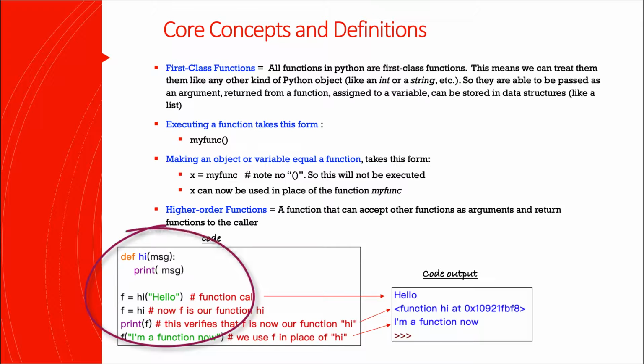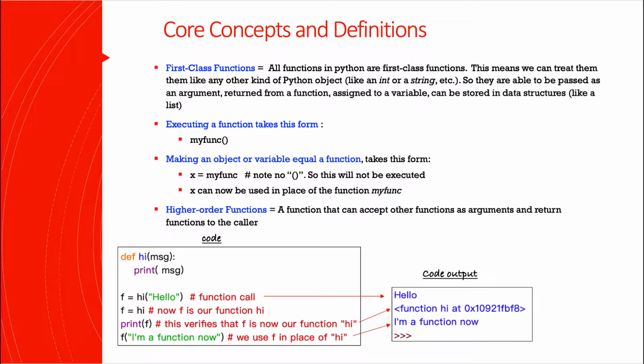So let's look at this code. We have a function def hi that accepts a message parameter and then prints out that parameter. So we have f equals hi('hello'). So this calls our function, returns it, and executes it because we have the name of the function and the open and close parens, and we pass it obviously the argument that it's looking for. So you see on the right hand side, the code output confirms hello is returned because we have the print statement in the body of the function.